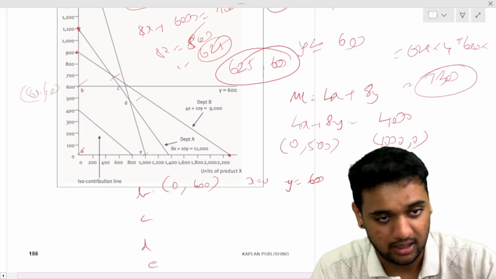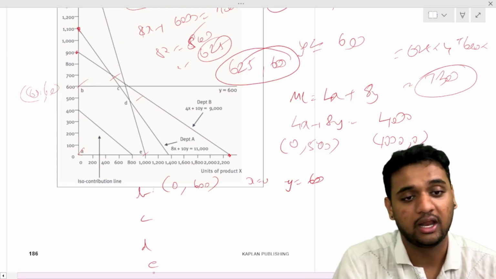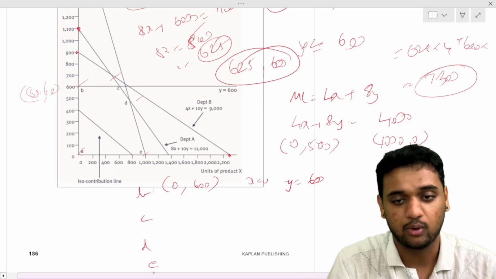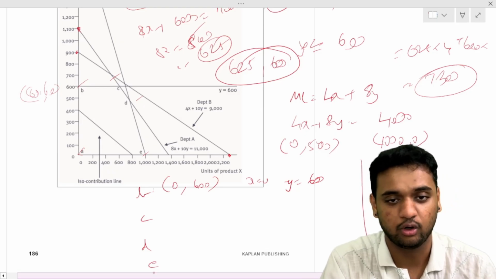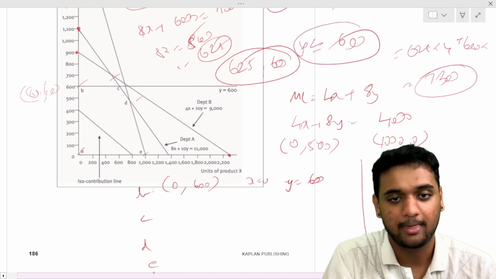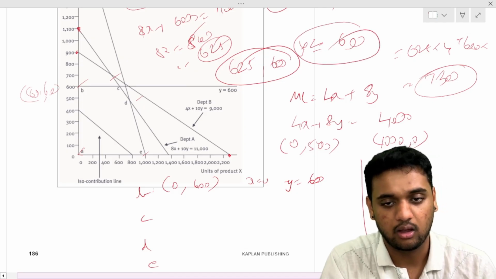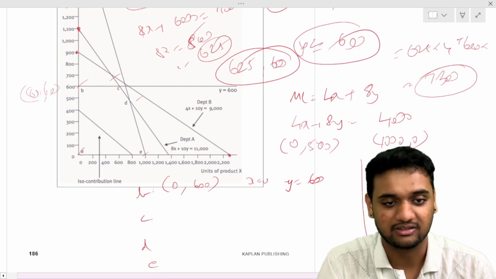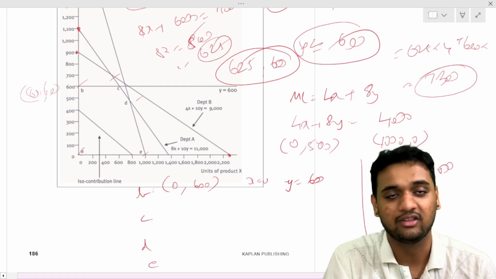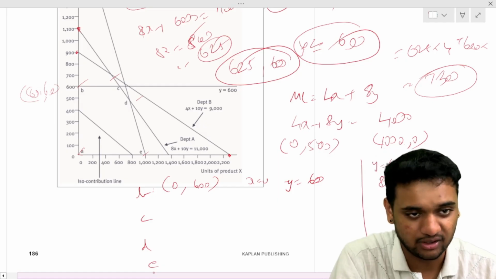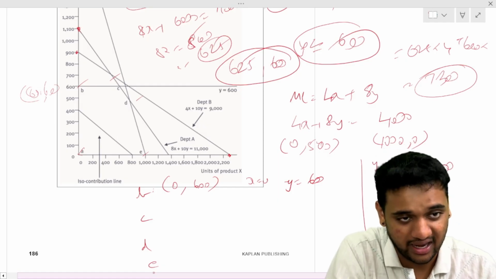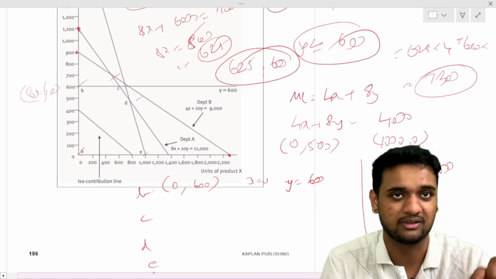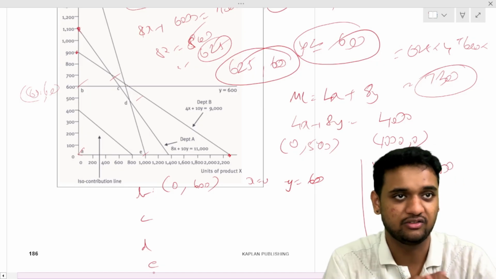C is a combination of 2 lines. What are the 2 lines? Y is equal to 600, and the second is 8x plus 10y is equal to 11,000. That is the Y equal to 600 line and the department A line. So C is the intersection of these 2 lines.